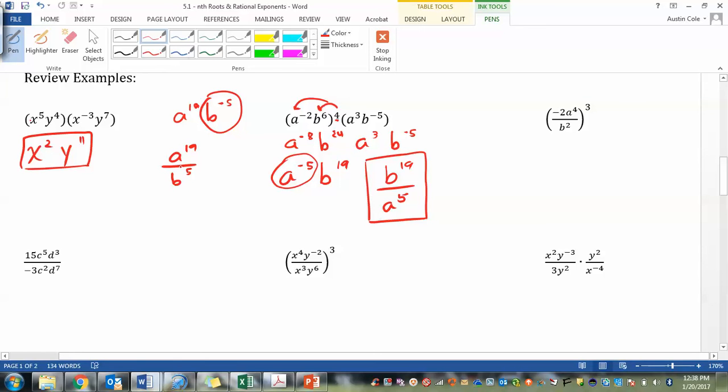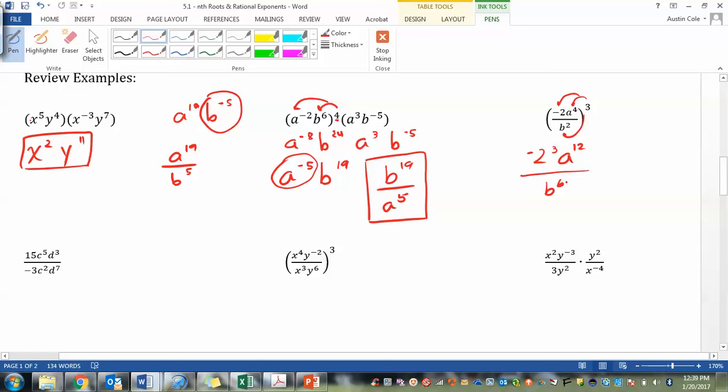Okay, now this next one, I've got this whole fraction, and everything's to the third power. So I need to take everything to the third power. I need to take negative 2 to the third power. I need to take a to the 4th to the third power. What's a to the 4th to the third power? A to the 12th. And then my denominator should be b to the 6th.